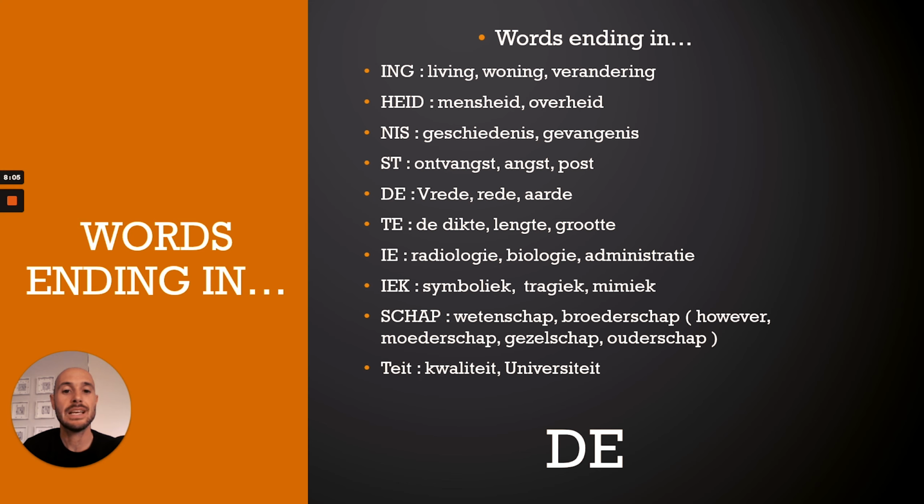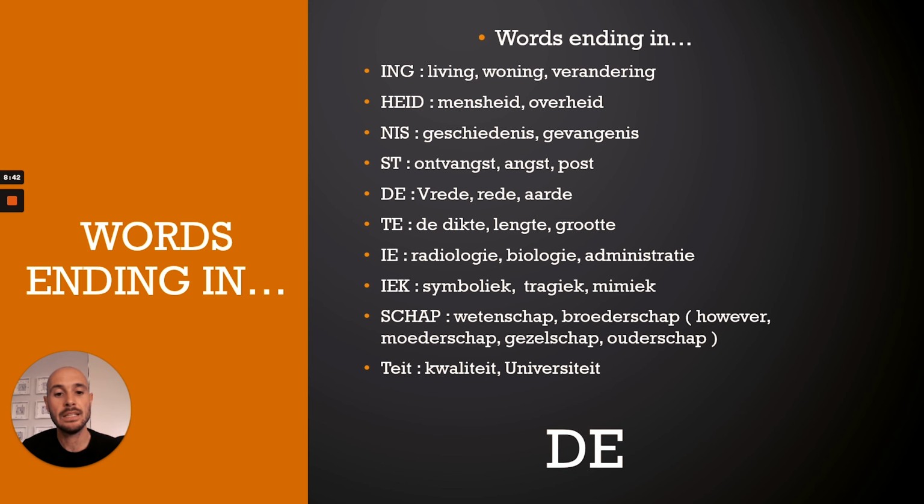fear and post. Words ending on de, vrede, rede and aarde. So peace, reason and earth. Words ending in te, so de dikte, lengte and grootte. The thickness, the length and the height. Then words ending in ie, radiologie, biologie, administratie, radiology, biology, administration. Words ending on iek, symboliek, tragiek and mimiek, so symbolism, tragic and mimics.